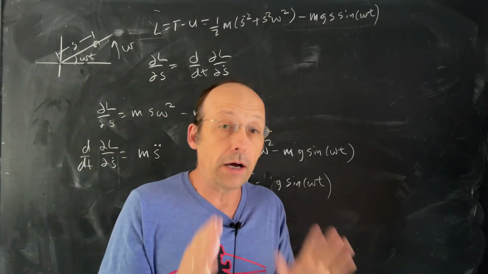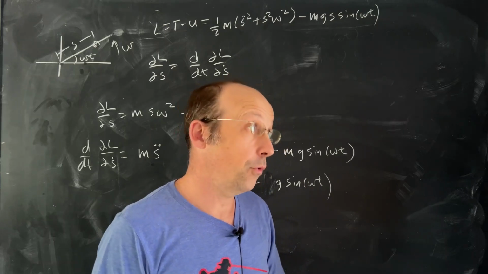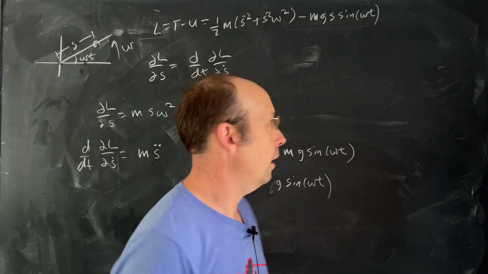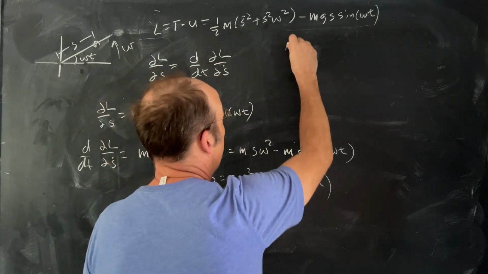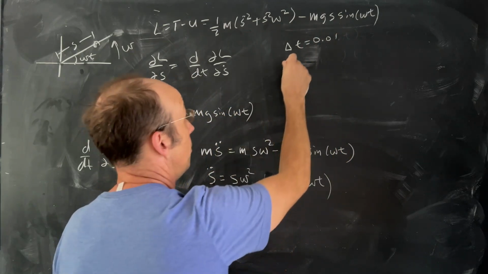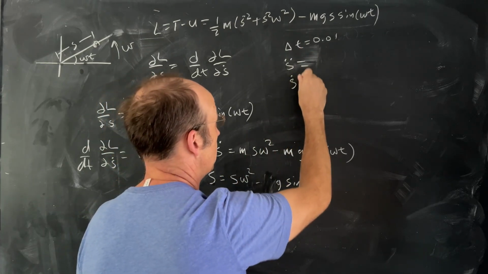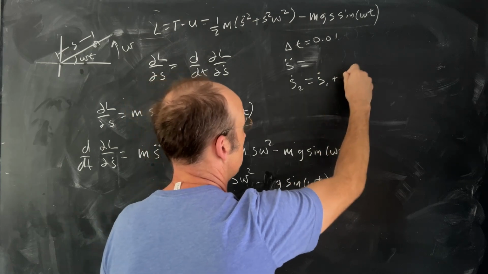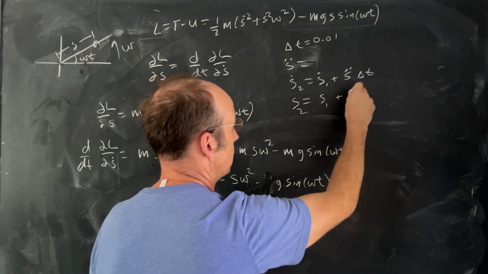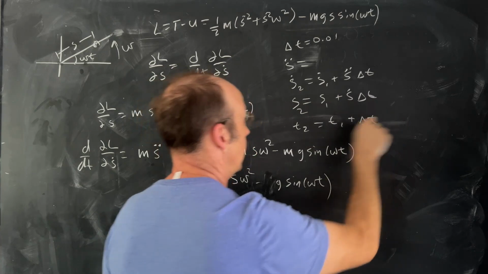Now, how do we model this? And not just model it, we're going to make a 3D model. Of course, I'm going to use WebVPython. Of course, I'm going to use the Euler method of numerical calculation. So break this into small time steps. Delta t is 0.01 seconds. I can calculate s double dot. I'm not going to write that out. And then use that to update s dot, and then use that to update s. And then update time, and then do it all over again.